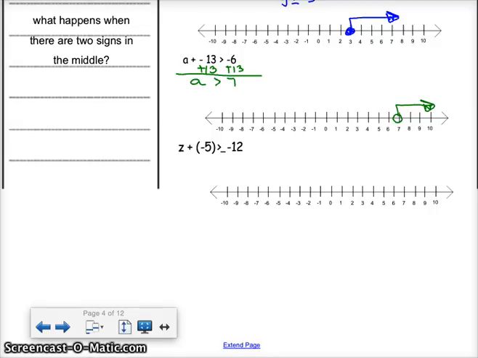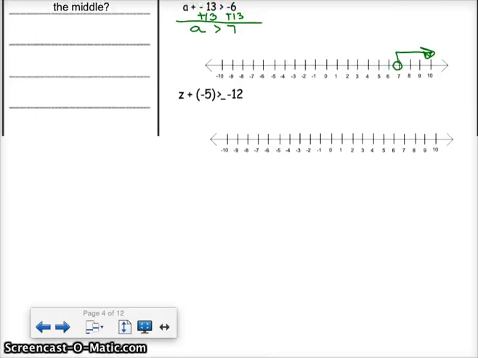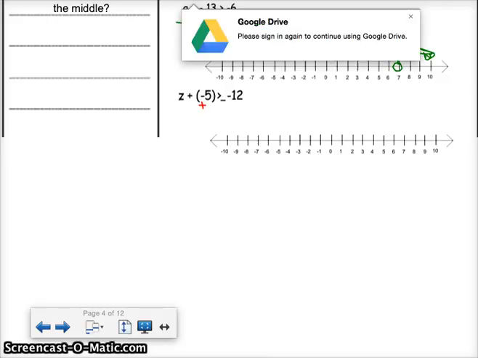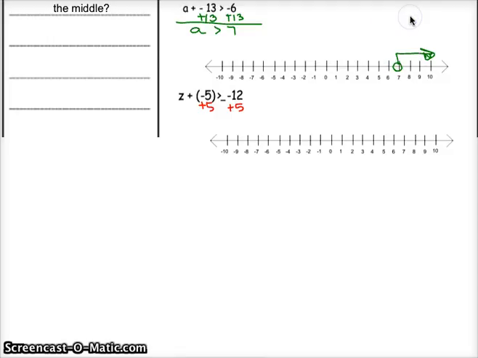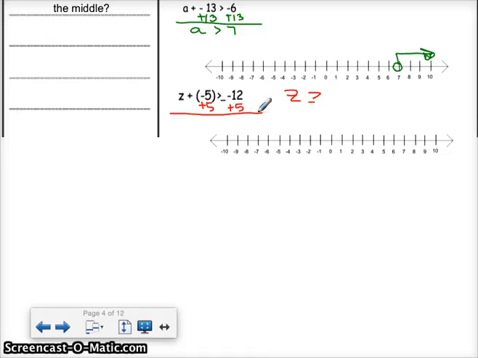And then z plus a -5 is greater than or equal to -12. I'm going to plus 5 on both sides. And I get z is greater than or equal to -12 plus 5. You subtract them. That would be 7, and there's more negatives. So greater than or equal to -7. Colored in circle at -7, going to the right. We should just do that for today.